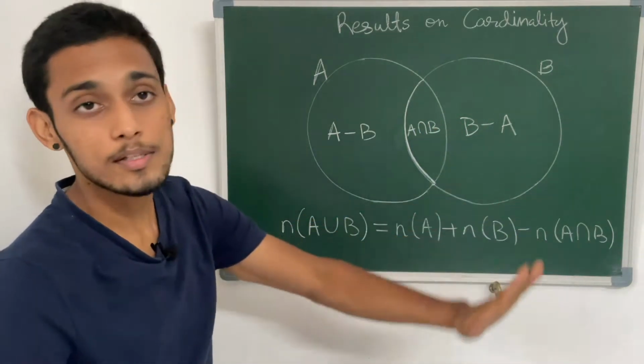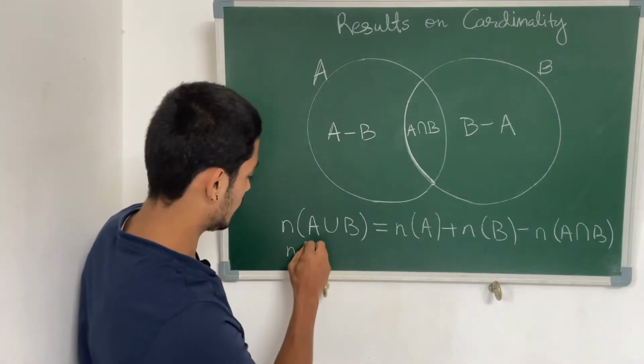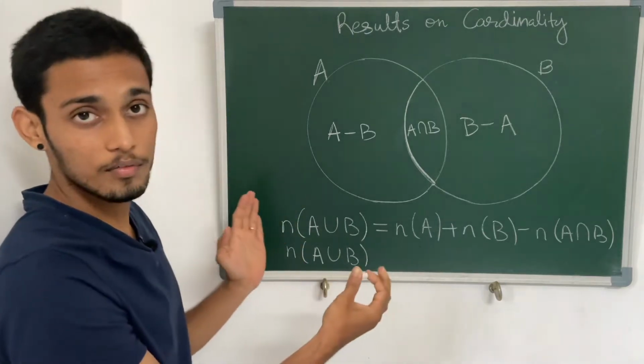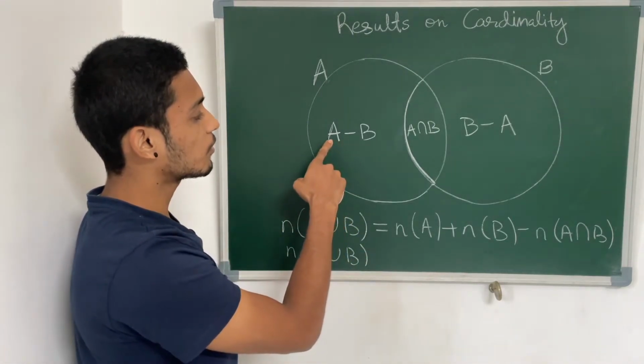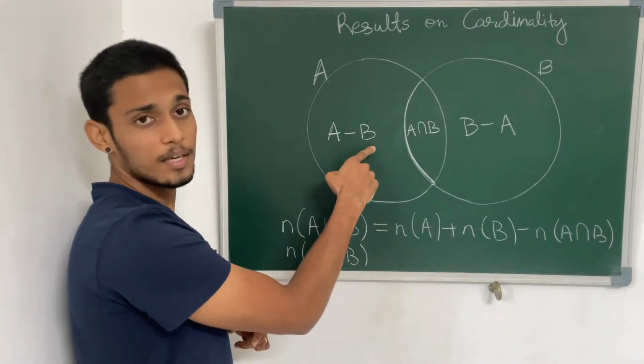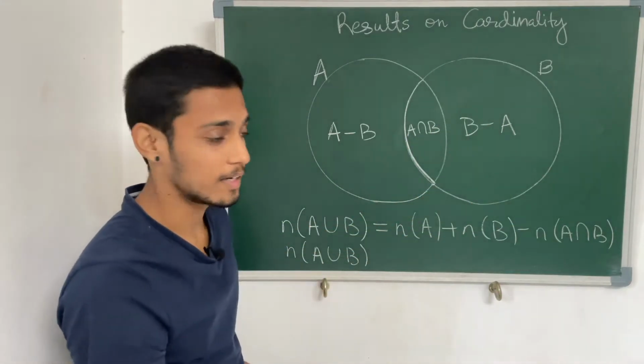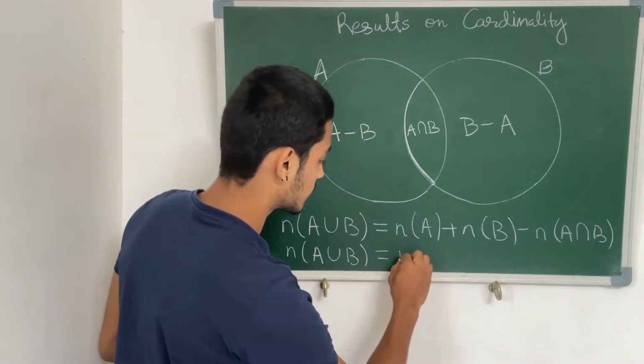So if you want to write it in another way, the cardinality of the union can just be the number of elements in the set A minus B, plus the intersecting elements, plus the number of elements in B minus A. So that is another way of writing this.